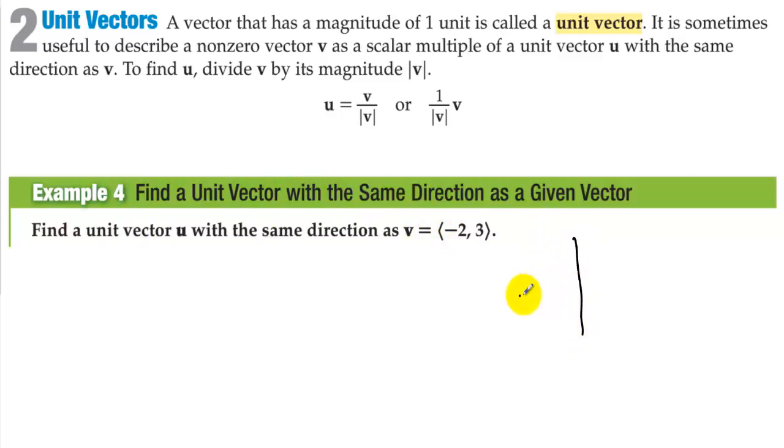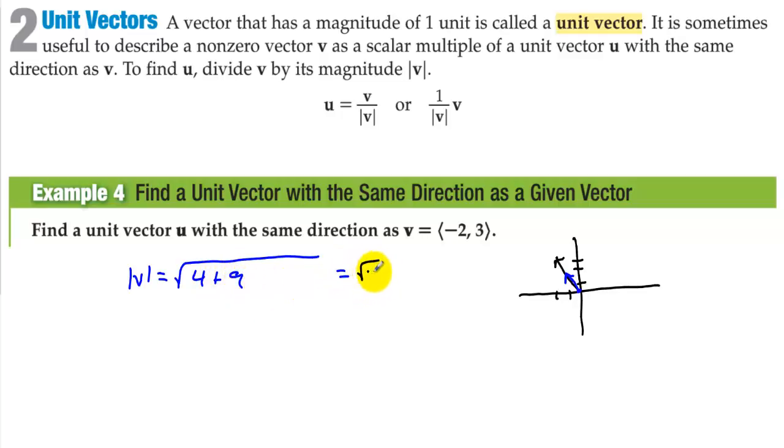So we want to find a vector that, let's just plot negative 2, 3. Negative 1, 2, 1, 2, 3. So this vector is not 1 unit long. Now what we want to do is find, in component form, a vector that's the same direction but is only 1 unit long. Same direction as this one, 1 unit long. And to do that, we need to find the magnitude of this vector. So the magnitude of v is equal to the square root of 4 plus 9. So that's the square root of 13.